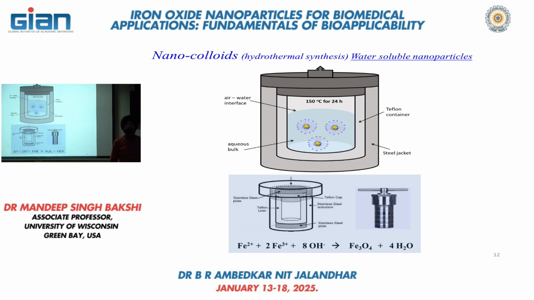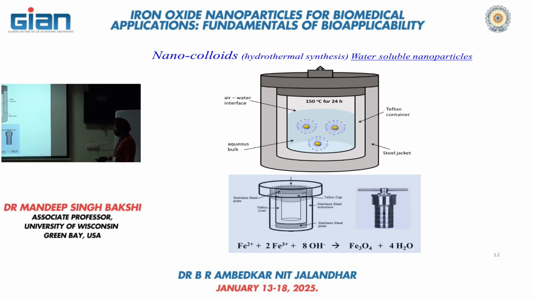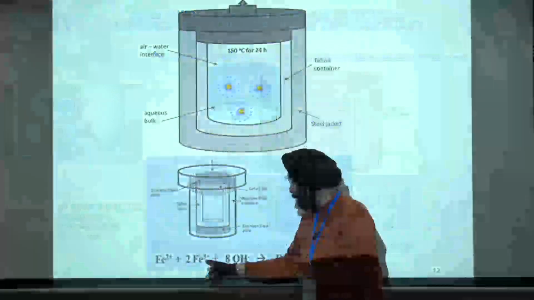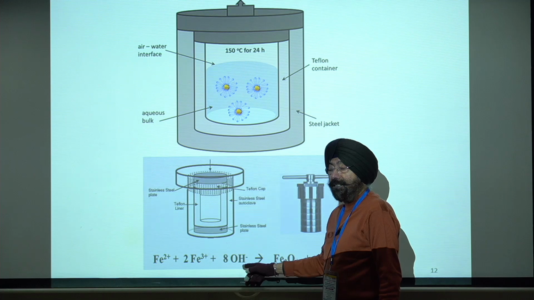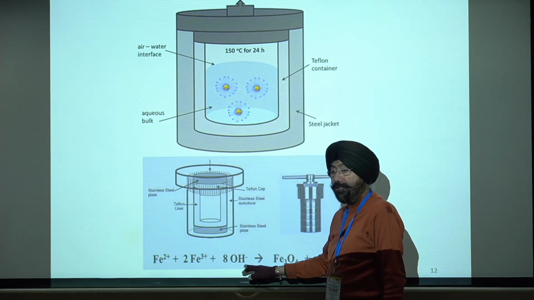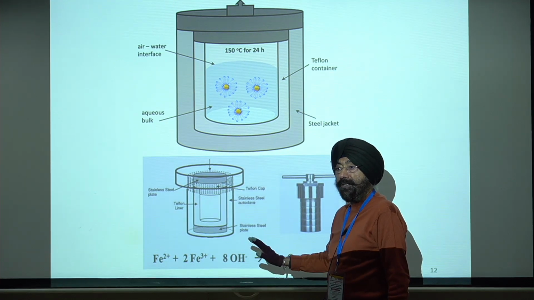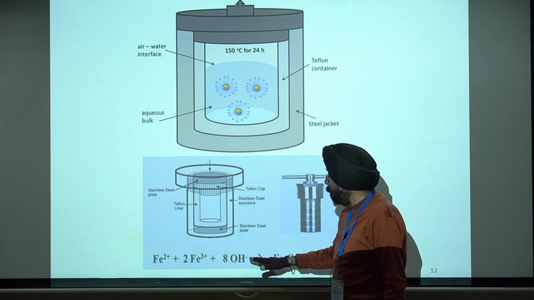Placing it at 150 degrees centigrade for 24 hours is not for the purpose of completing the reaction. The reaction is already completed. It is to perform the crystallization of the iron oxide nanoparticles. Apart from these three components, iron in oxidation state 2, iron in oxidation state 3, and the base, the fourth component is always a surfactant, which is not shown here, because it does not participate in the reaction, it only provides the colloidal stability.